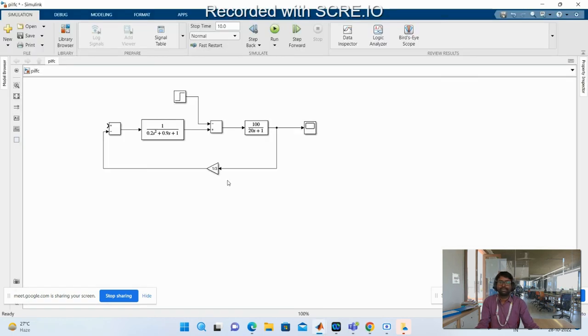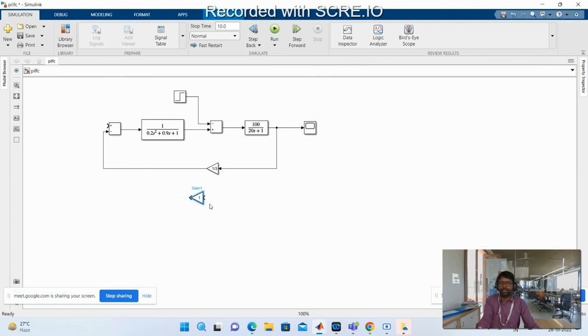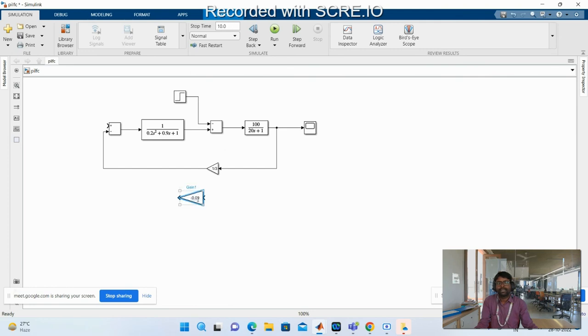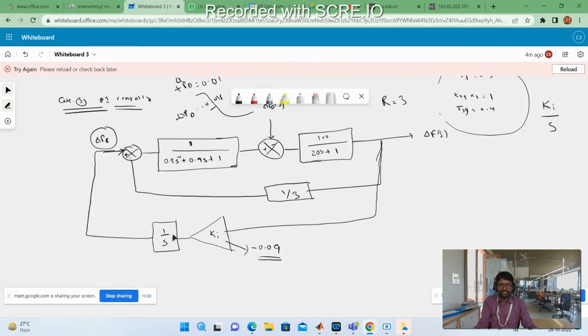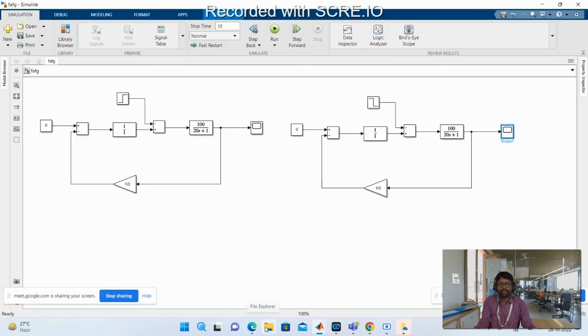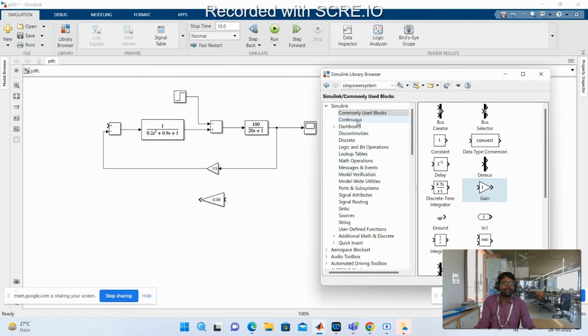So tell me, transfer function and gain block, right? Use the first gain block. What is the value of this gain block? The Ki value. So Ki by S, Ki value 0.09, and one transfer function. You can see here, 1 by S. So 1 by S means we have to include a transfer function. Now we have to include a 1 by S, right? Transfer function, continuous.